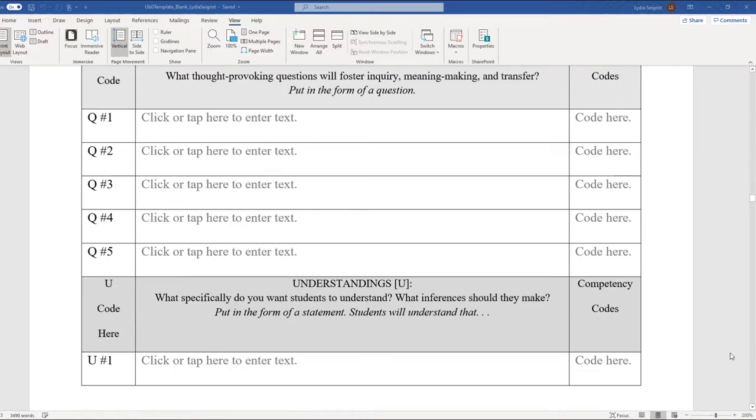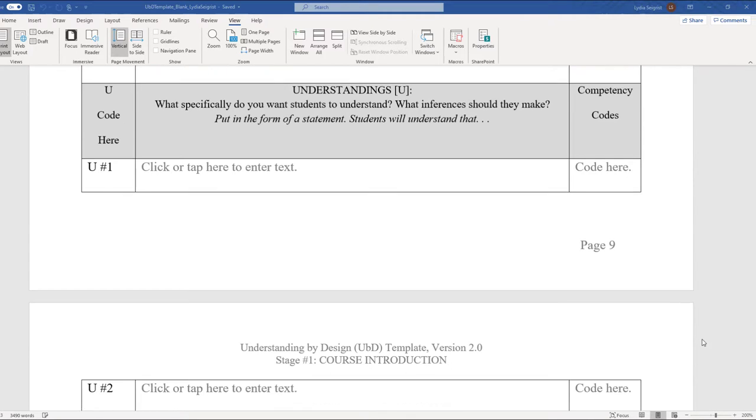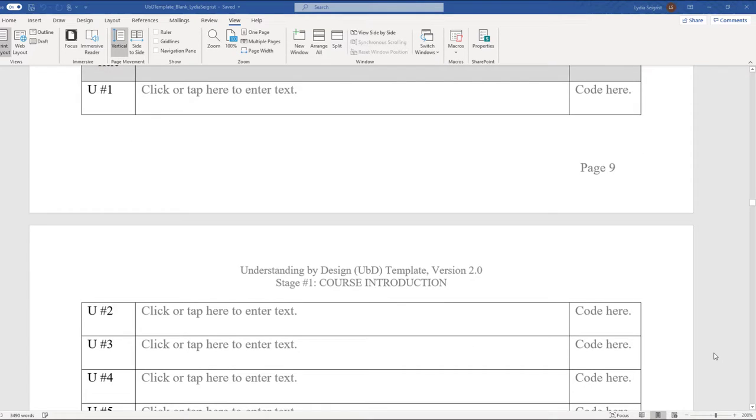Next, what specifically do you want students to understand? What inferences should they be able to make? And then when you're writing in the form, you're going to put it in the form of a statement. Students will understand that. So for instance, if I was teaching a technologies course, I would say students will understand that not everything they post online is private. Anyone can see it. And then say I had ISTE listed as one of my professional references. I would take that code from their competency and I would put it next to it to meet whatever standard.